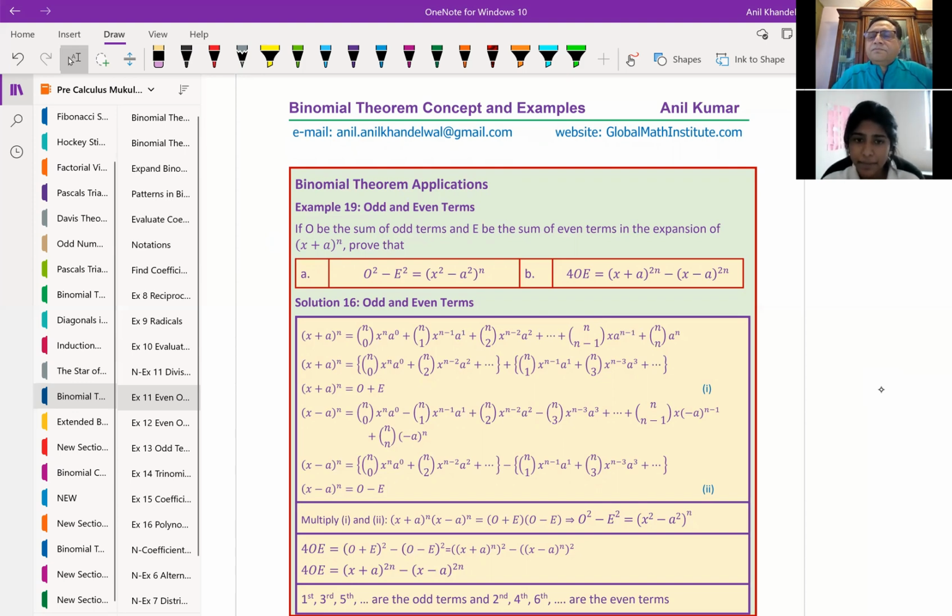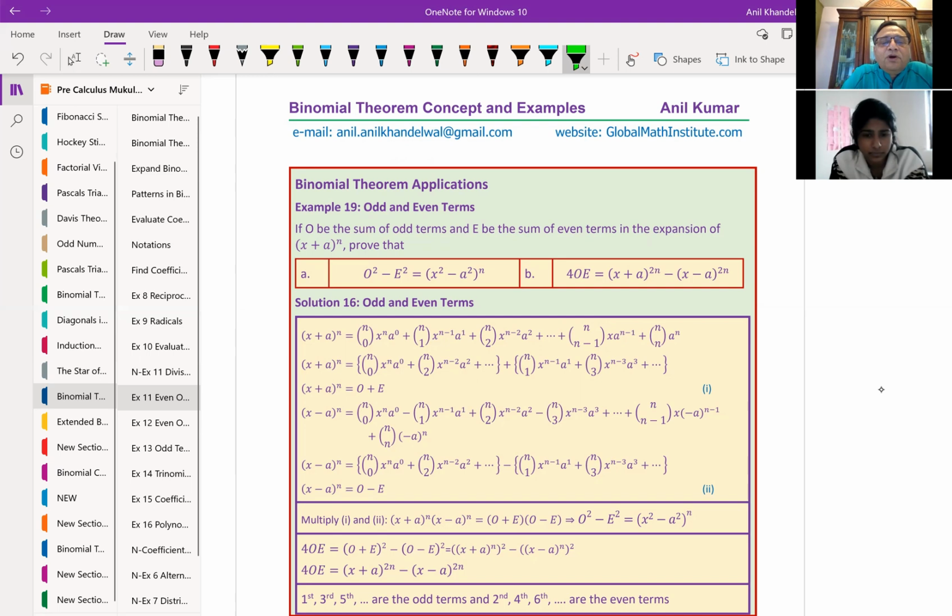And part B, 4OE equals x plus a to the power of 2n minus x minus a to the power of 2n. Yeah, very complicated question. So what we have done here is we'll first understand what is odd and even term once again, and then jump into their squares.